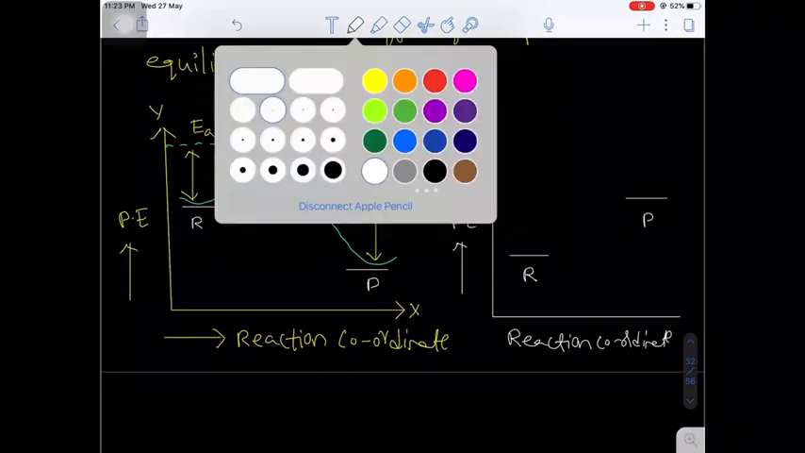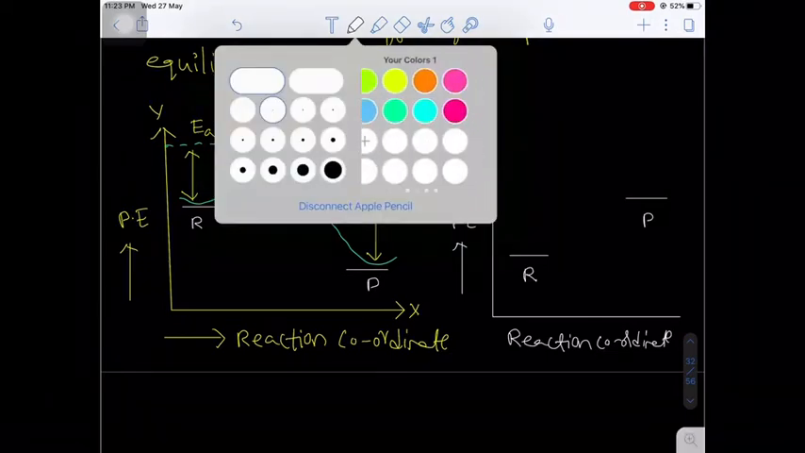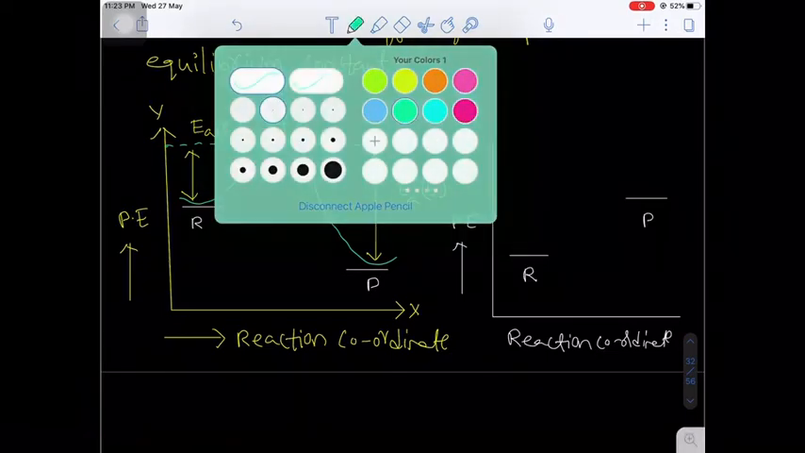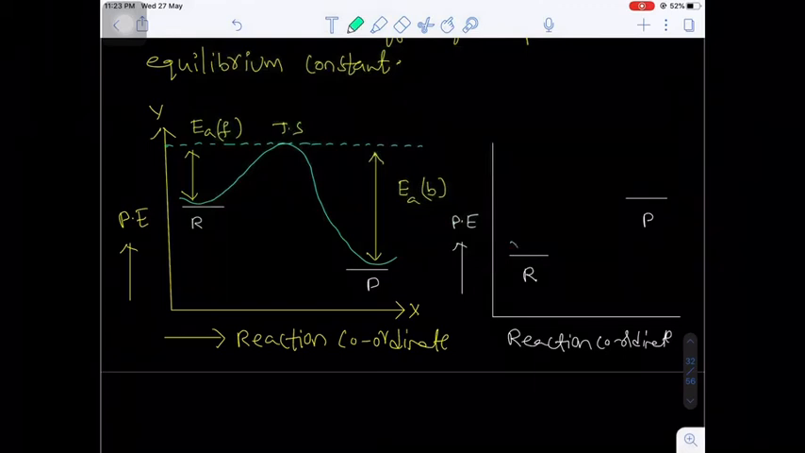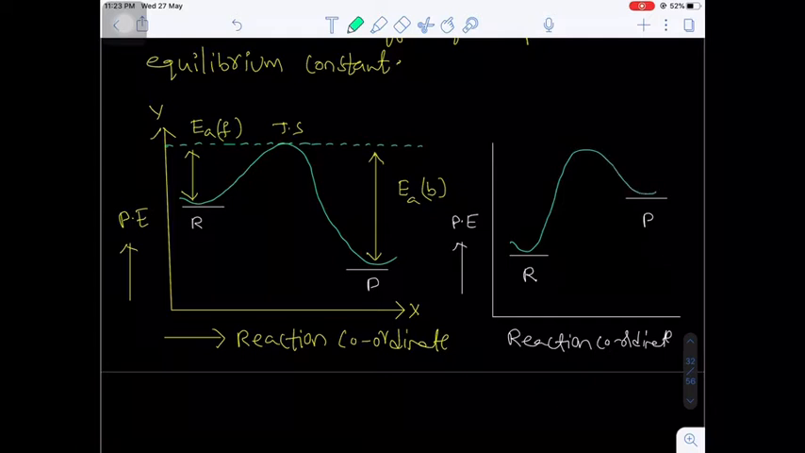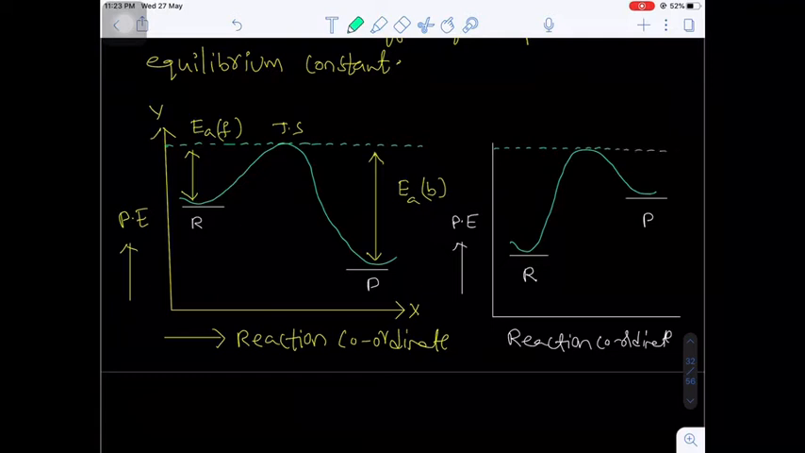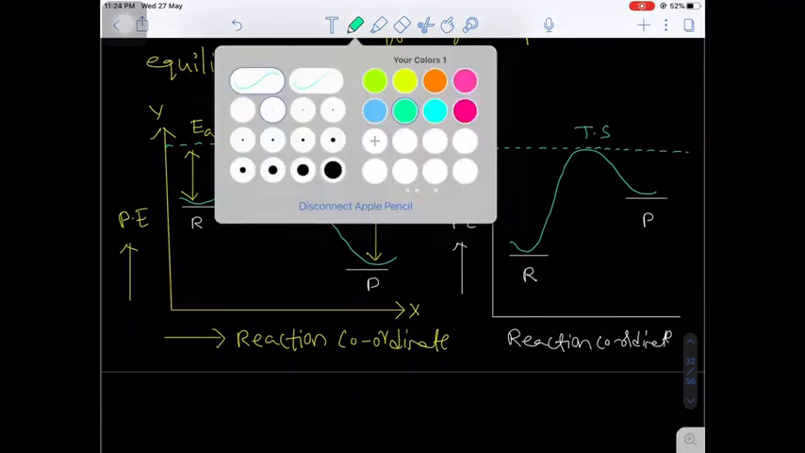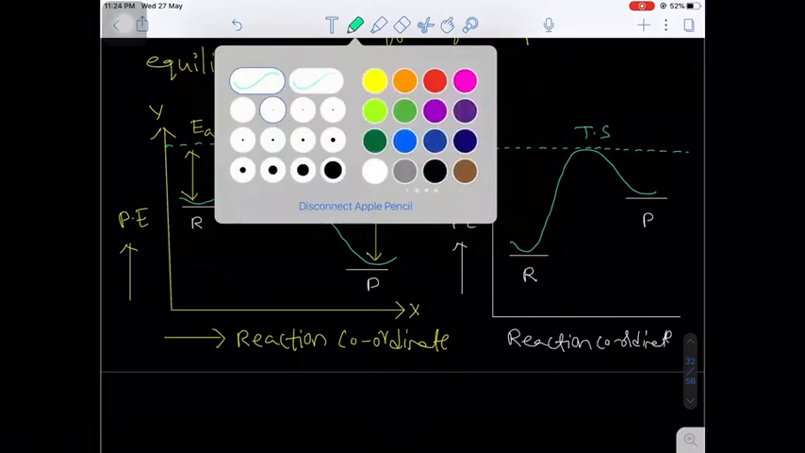In an endothermic reaction, products will have more energy as compared to what? Reactants. Okay. Now here the reactants cross a certain energy barrier and they are converted into what? Products. Okay. Now this is the highest energy of the system. This is the transition state.